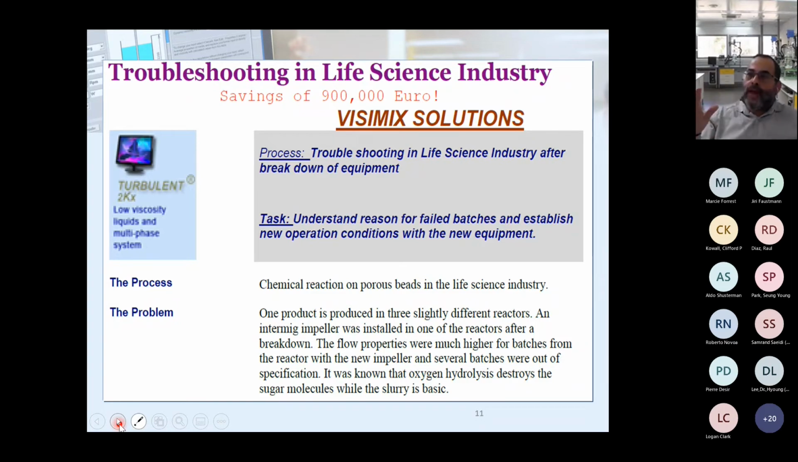Why? Surprise. In the older equipment, the solids were not well distributed in the media. The beads were moving well, but only in the bottom of the tank. The new equipment was designed in a way that the solids were well distributed in the tank. The meaning of this distribution of the solids was almost homogeneous.